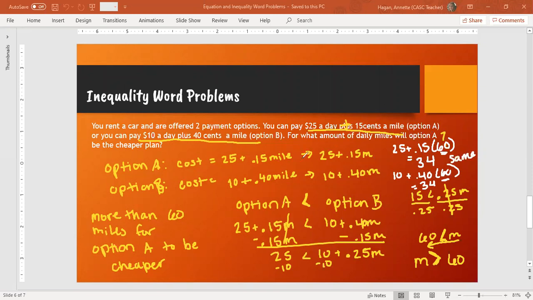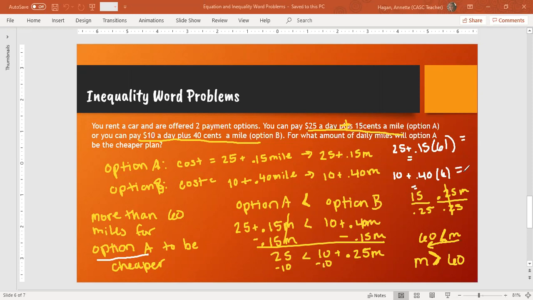But I want to know, when is A going to be cheaper? Well, if I do more than 60, A will be cheaper. So if I do the same thing, except this time I plug in 61, let's see what happens.